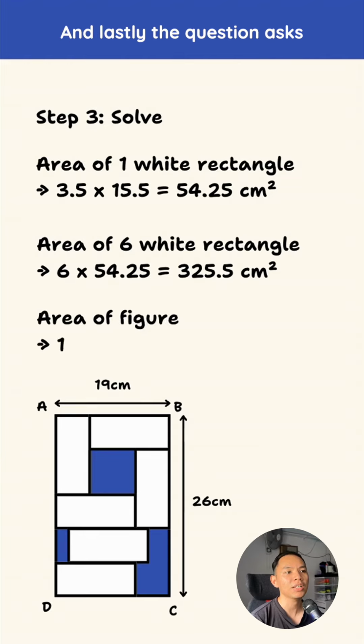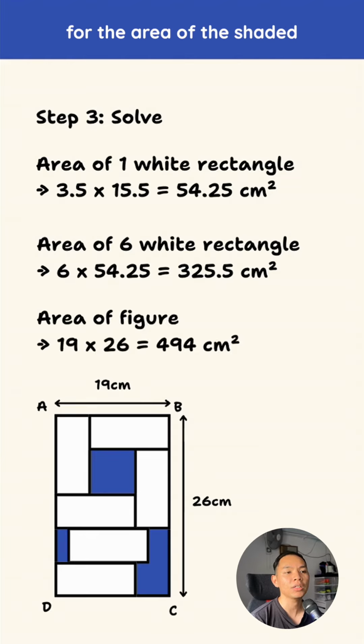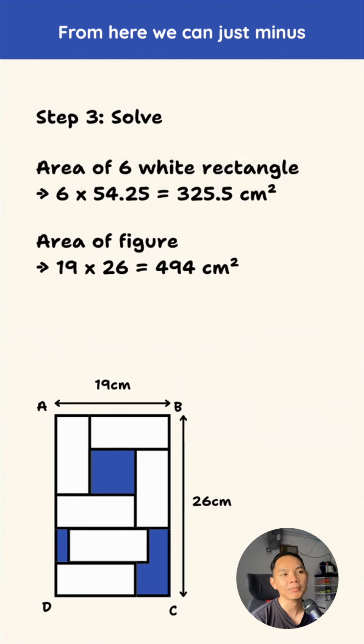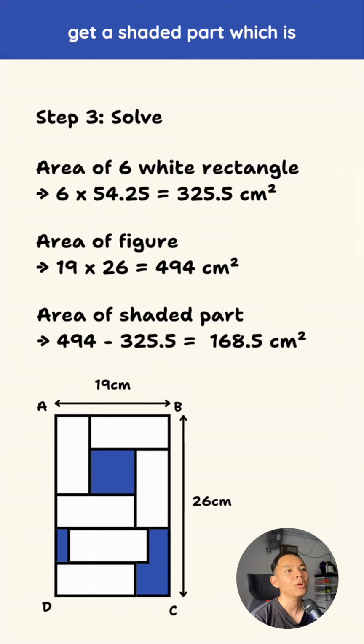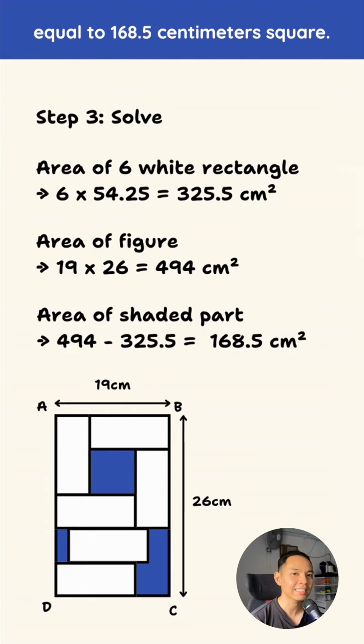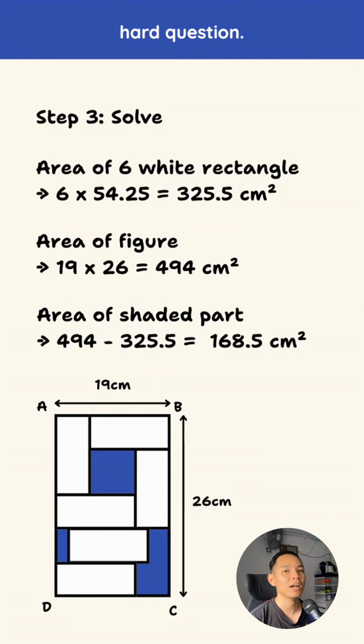And lastly, the question asks for the area of the shaded part. So we also need the area of the figure, which is 494 centimeters square. From here, we can just subtract the 6 white rectangles from the area of the figure to get the shaded part, which is equal to 168.5 centimeters square. And that's how you solve this hard question.